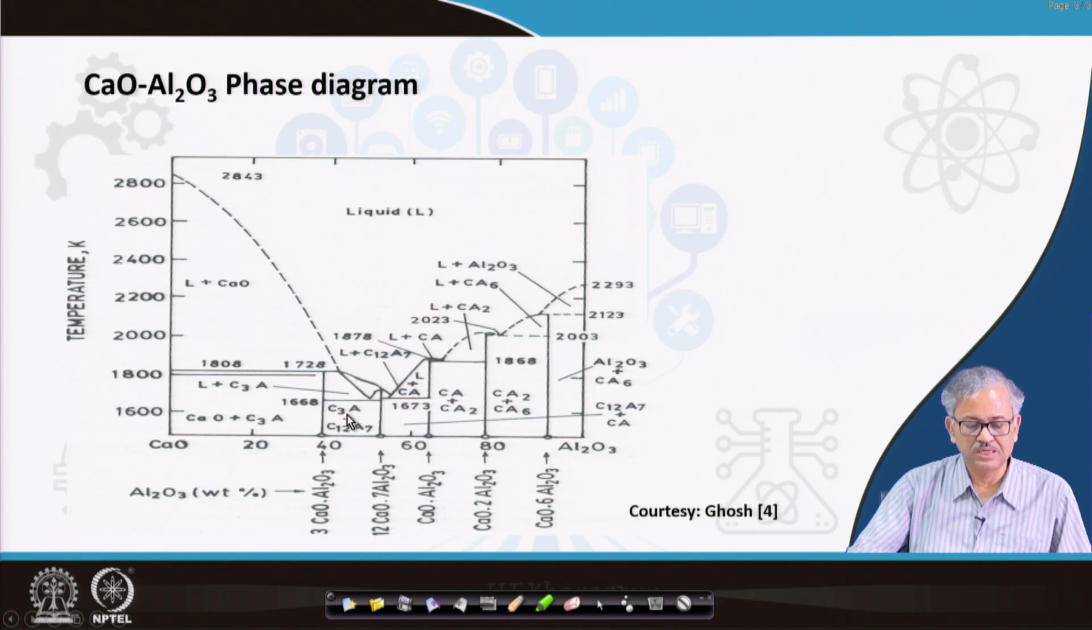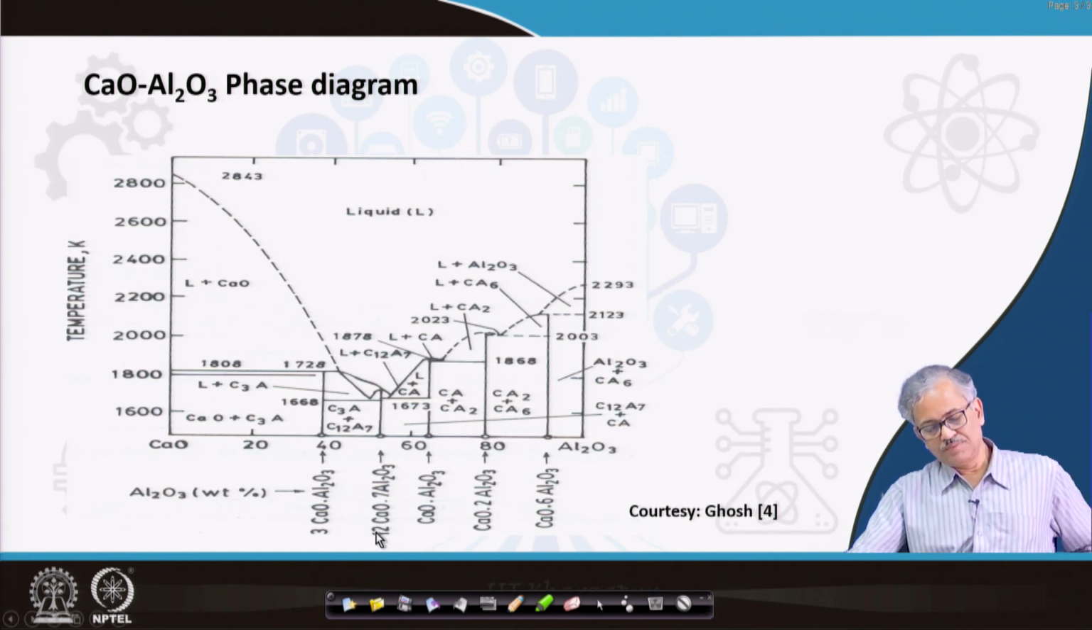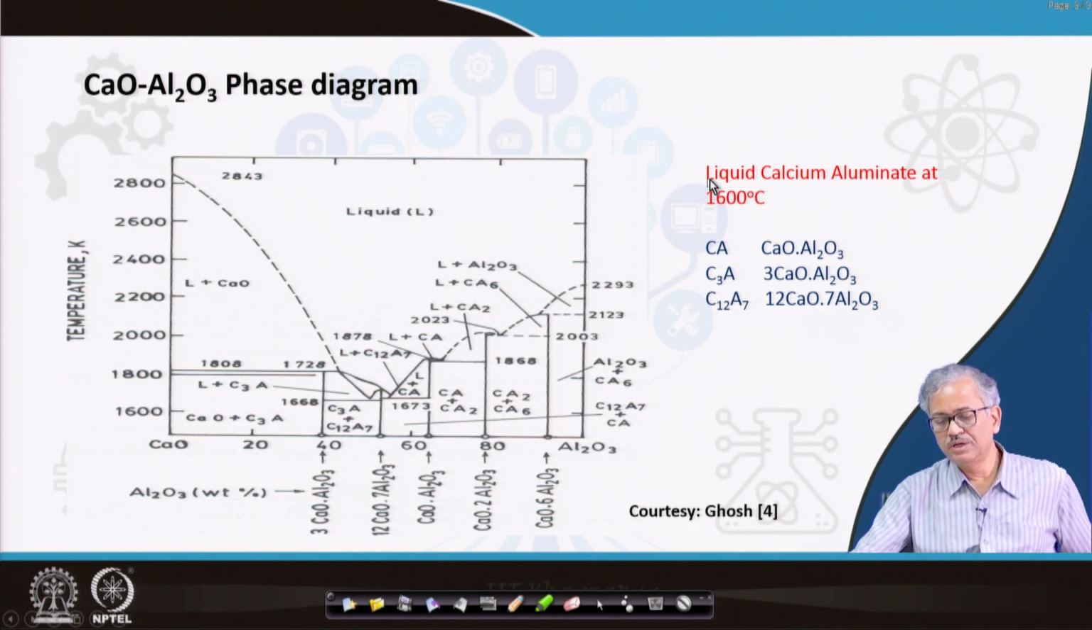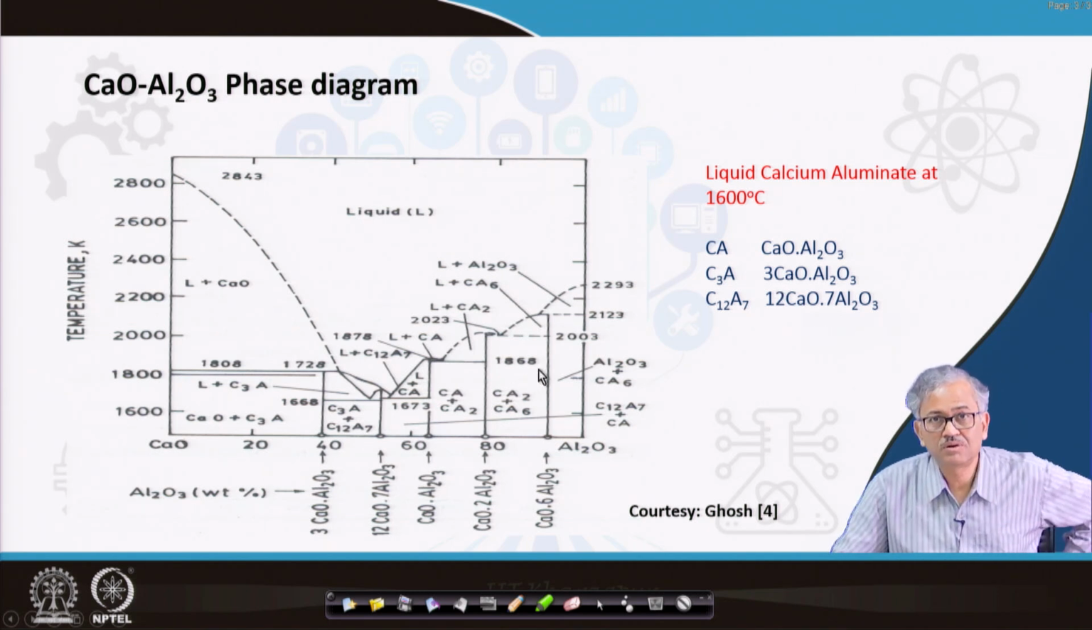So, at steel making temperature C3A, that is 3CaO·Al2O3, is liquid. Then you have C12A7, that is 12CaO·7Al2O3, which is also liquid. CaO·Al2O3 is also liquid, though very marginal, with a melting temperature around 1873. C stands for calcium oxide, A stands for alumina. So liquid calcium aluminate at 1600 degrees centigrade, you can consider CA, C3A and C12A7. Other calcium aluminates are not liquid, they are solid.